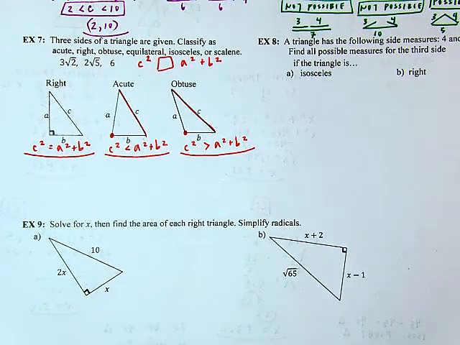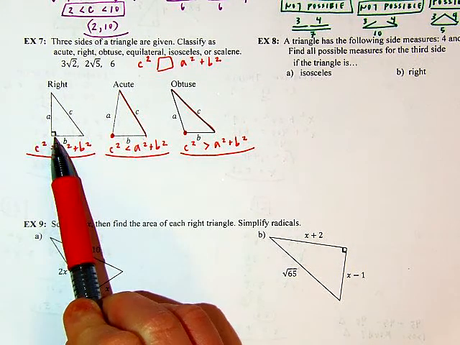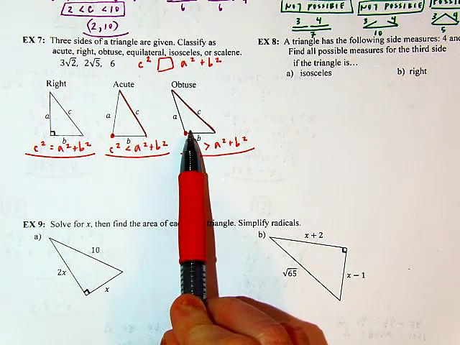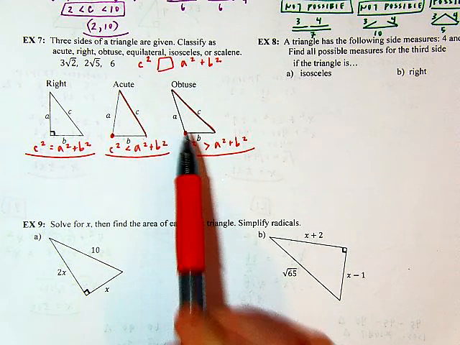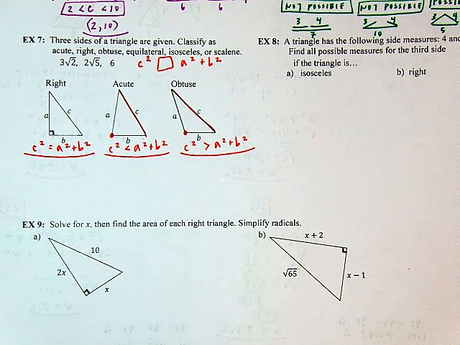All right, so again, just a little refresher on how we can classify by angle. It's either right, acute, or obtuse. So we're looking at that largest side squared and how it relates to the A squared plus B squared values. All right, so let's look at our problem here.